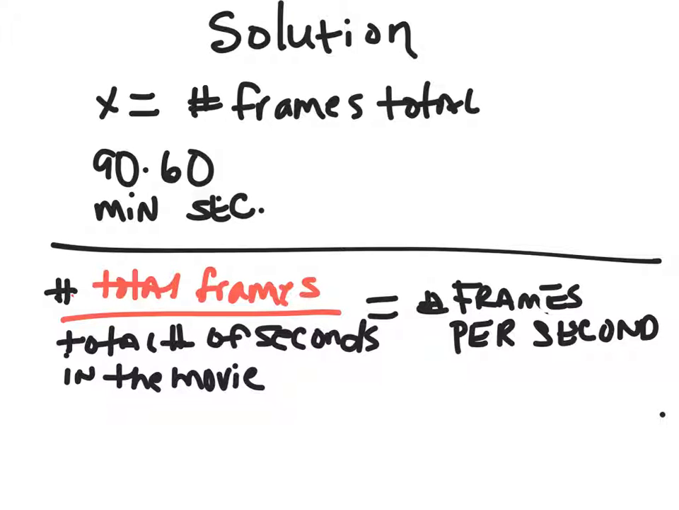So my initial, I got the number of total frames in the movie is going to be up here. This is in the movie. I'm having problems with my stylus, so it's not working too well. And on the lower half here, I have total number of seconds in the movie is going to equal the frames per second. So let's go to the next.